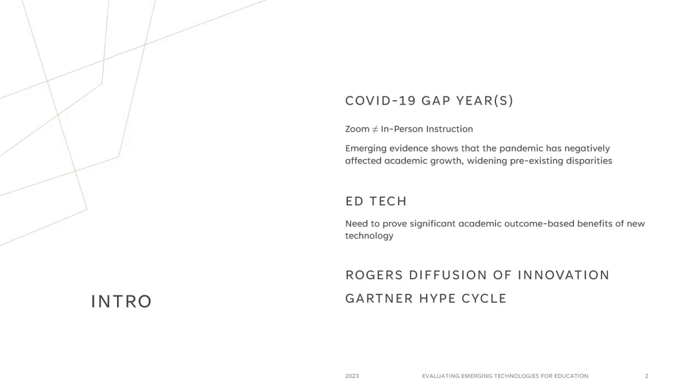So, how can we respond to this? Well, one way that this has definitely impacted us is to take a closer look at any kind of educational technology. We will now need to prove significant academic outcome based benefits of any new technology we want to introduce. Okay, so how exactly do we do that? Well, we have two models that can be very helpful in this regard. Rogers' diffusion of innovation and Gartner's hype cycle.